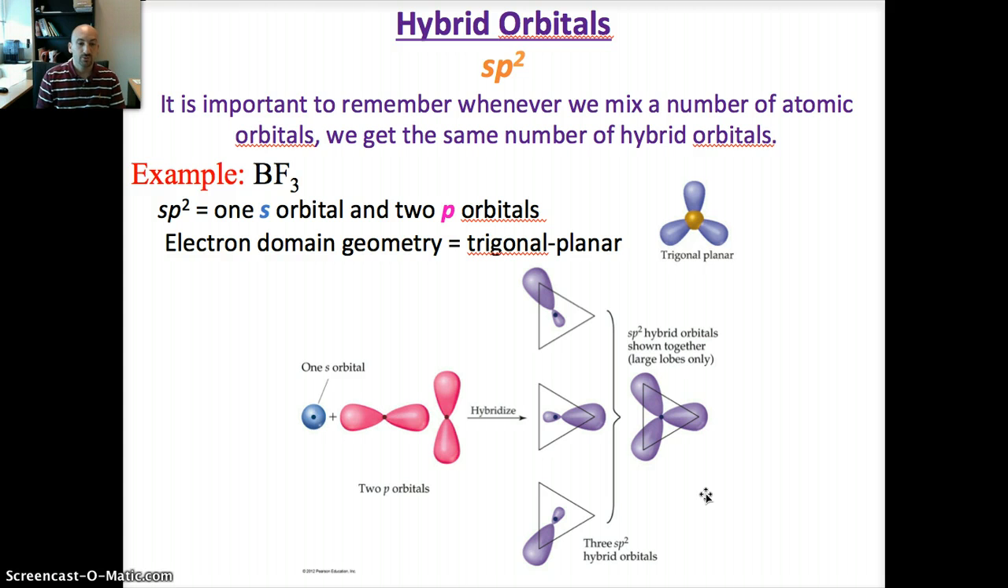An important note when we're talking about hybrid orbitals is that when we mix a number of atomic orbitals, we always get the same number of hybrid orbitals. This is an extremely important concept to remember. We can also look at other hybrid orbitals, like sp2, which means one s orbital and two p orbitals come together and form the sp2. Down here, we form three sp2 orbitals. So three atomic orbitals come together, and we have three sp2 hybrid orbitals. When those are put together, we get the trigonal planar structure.